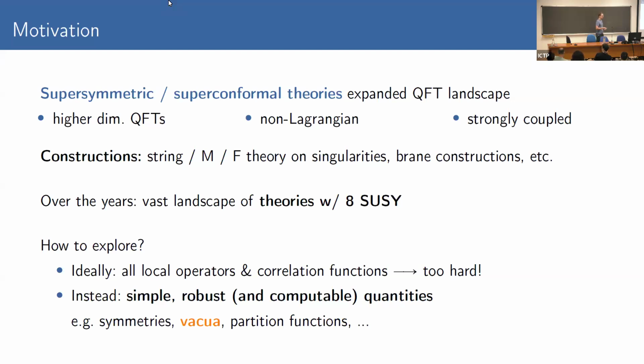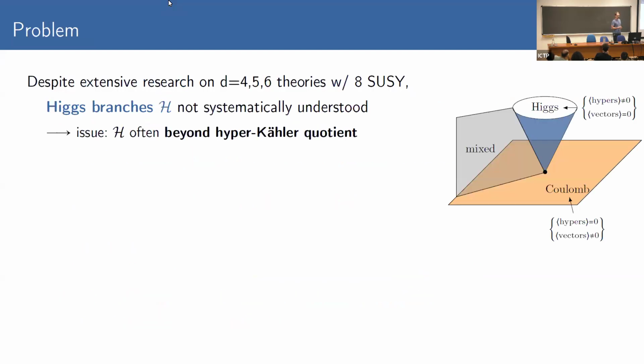The kind of quantity list that I like, or that you can also look at, is symmetries, vacua, ground states, and partition functions. Particularly, I like to focus on vacua, and one type of vacua called the Higgs branch. Since this is a larger audience and I don't quite know what everybody's working on, I'll take the liberty to briefly go over the Higgs branch, tell you a little bit about it, and then tell you why this is a problem.